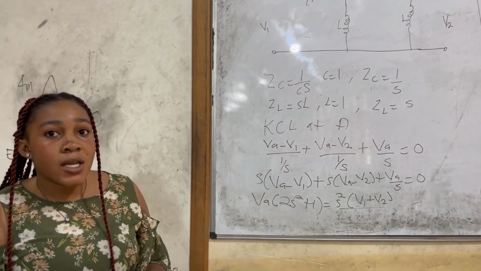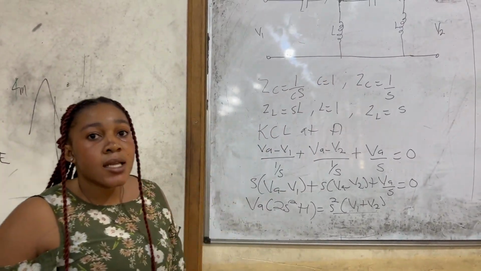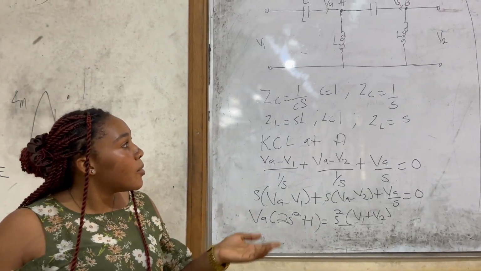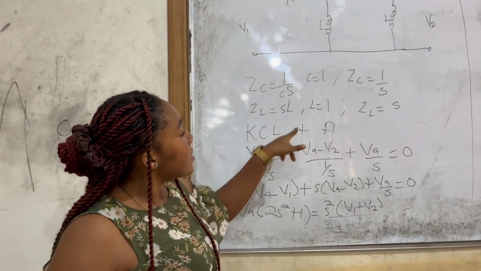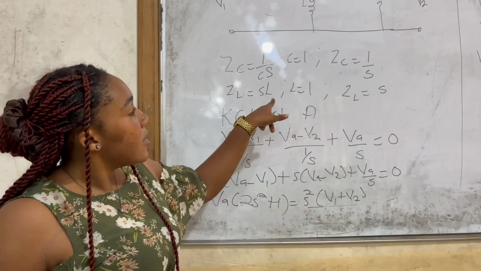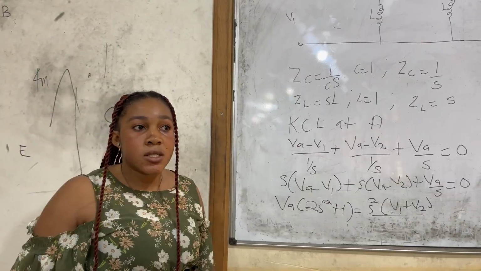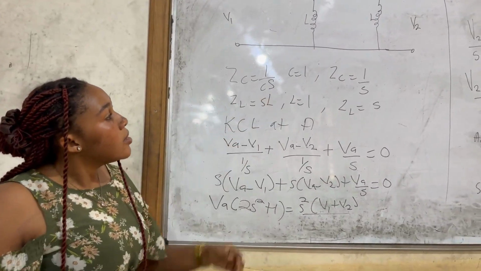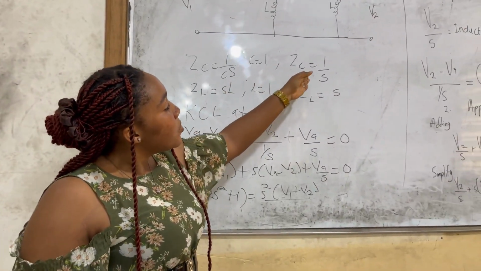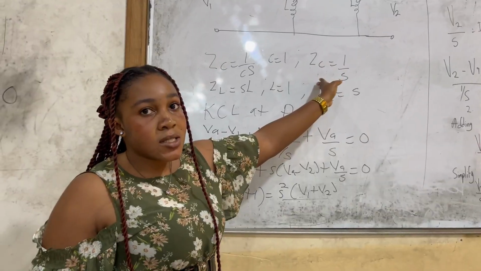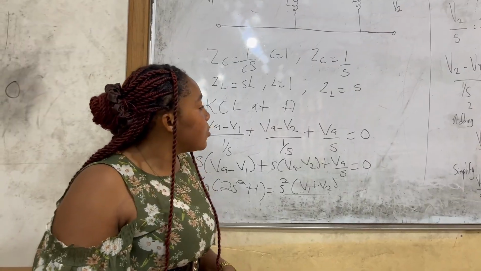Now, because we are dealing with Laplace, we have to represent our capacitors and inductors in the frequency domain, which is the Laplace. In doing so, we find our capacitor to be 1 over Cs and our inductors to be SL. In the question, we are given our capacitance and inductance to be 1 each. Substituting them into the equations, we arrive with our C being equal to 1 over S, that's our capacitance in the frequency domain, and our inductance to be S in the frequency domain as well.